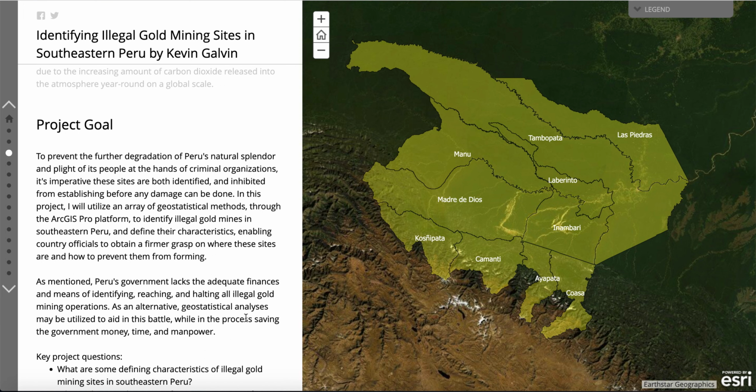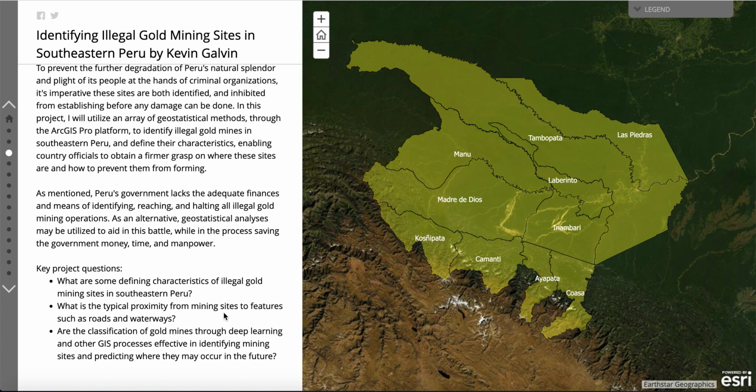Some of the key questions addressed in this project include: what are some defining characteristics of illegal gold mining sites in southeastern Peru? What is the typical proximity from mining sites to features such as roadways and waterways? And are the classification of gold mines through deep learning and other GIS processes effective in identifying mining sites and predicting where they may occur in the future?